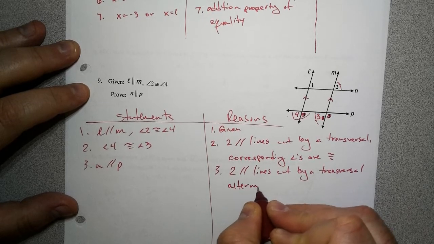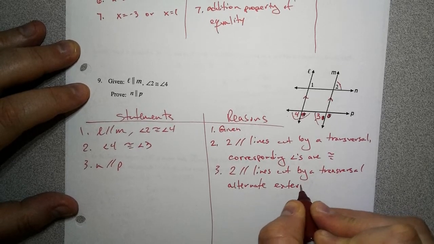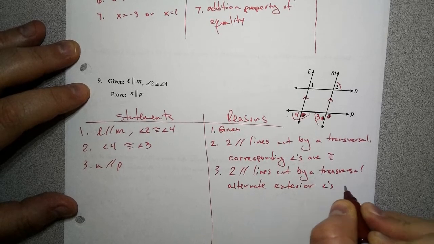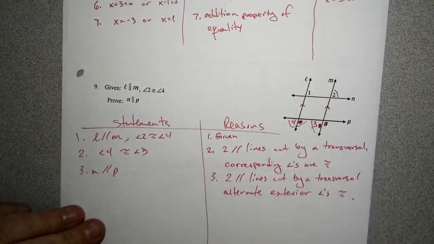Alternate exterior angles congruent. We're done. All right? Good deal. All the way to the back.